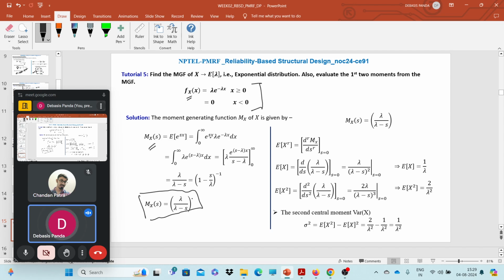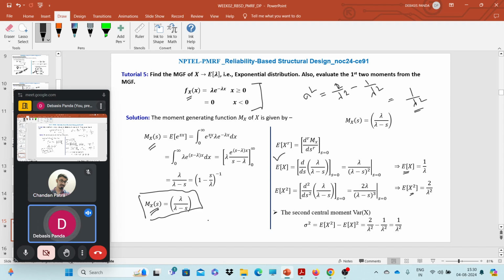Now let's find out the first two moments about the origin, and then we will solve the variance problem. The first moment is nothing but the differentiation of the moment generating function with respect to s, evaluated at zero. So what will we get? We get the expectation of x as 1 by lambda, and E of x square as 2 by lambda square. So what will be the variance? The variance will be 2 by lambda square minus E of x whole square, that means 1 by lambda square. So you will get 1 by lambda square.